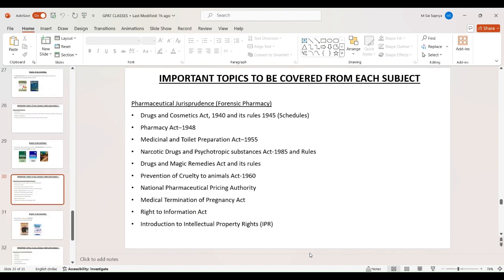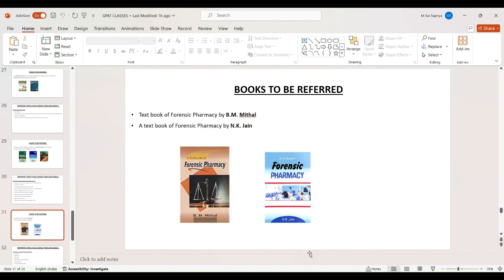Remington. Then jurisprudence as forensic pharmacy, you should know each and every act, in which year it was implemented and what are the rules here also. And in case of the Drugs and Cosmetics Act, you should know what are the schedules. What is Schedule M? What is Schedule A? What is Schedule N? You should know each and everything. Should read that. And books to be referred: B.M. Mithal and N.K. Jain.